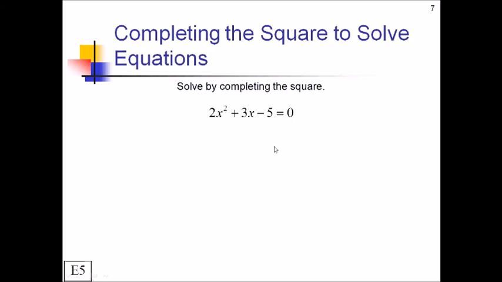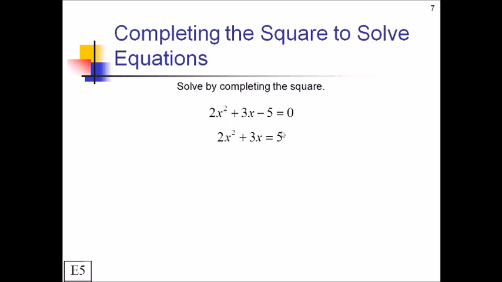Final boss battle problem for completing the square. Pause the video and see how far you can get on this one. All right, so first step, let's clear out that constant, move the 5 to the other side. After that, we don't like this 2 next to the x squared. It messes up completing the square, so let's divide everything by 2.